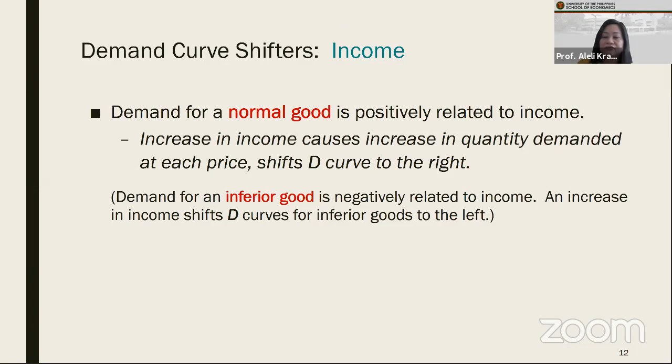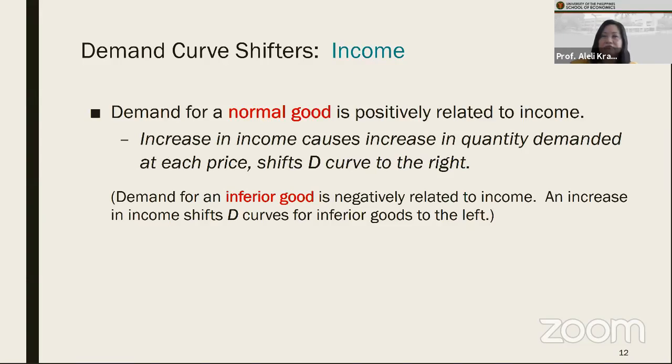So if a good is a normal good, then an increase in income will increase the quantity demanded at each price, shifting the demand curve to the right. However, the opposite will prevail if the good is an inferior good. So what's an example of a normal good? An example I can use would be smartphones. As income increases, we expect the demand for smartphones to increase.